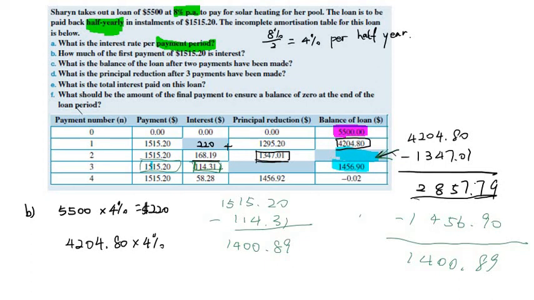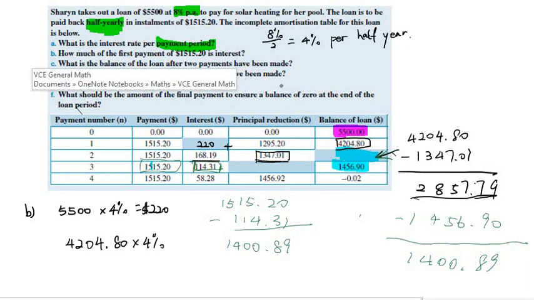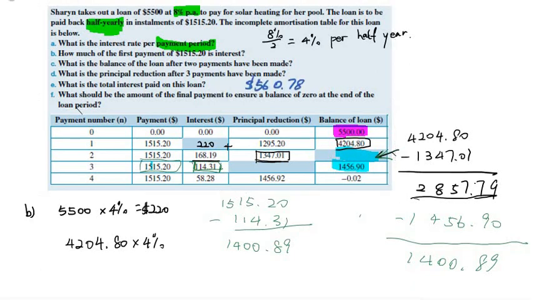Now we need to look at questions E and F. E is: what is the total interest paid on this loan? To find that out, you need to add all the interest numbers together. And that gives me 560.78. And when you're doing this question, make sure that you include the units as well.